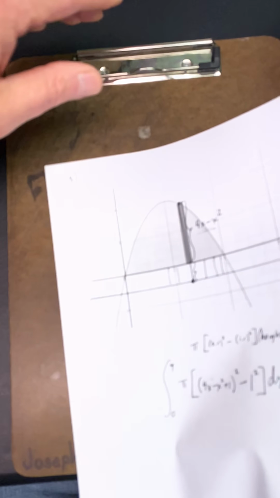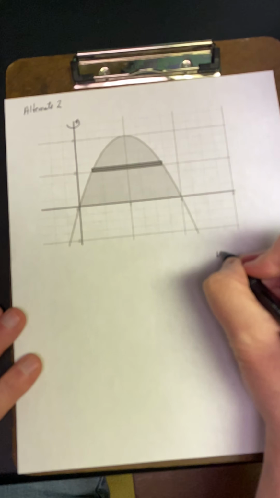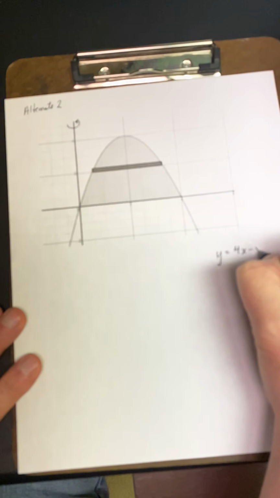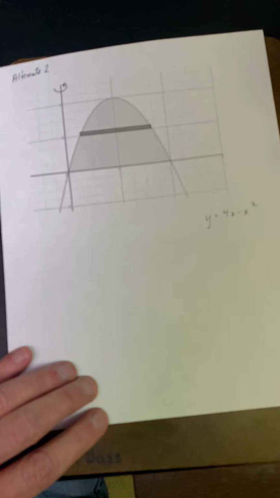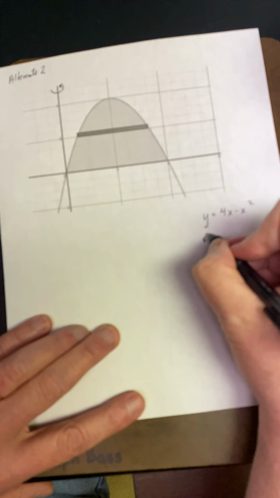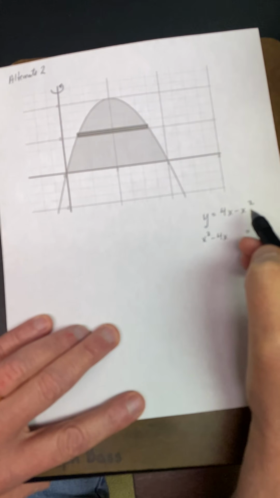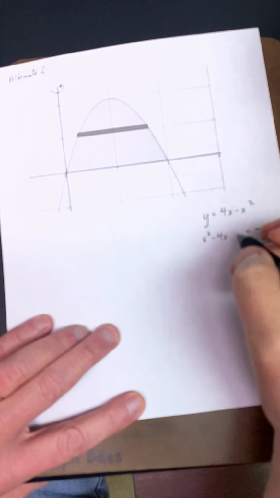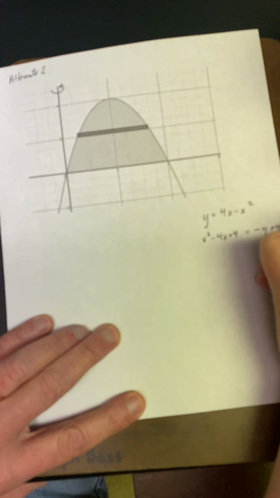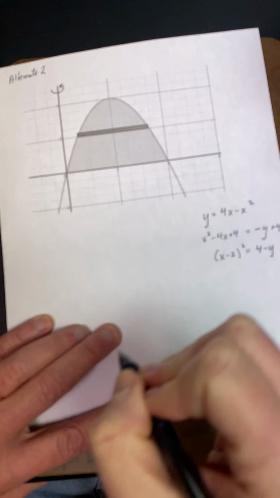Okay, now the alternate way to do problem 2 is to try to do it with horizontal rectangles. And remember, if we use horizontal rectangles, we've got to solve this equation for x. We've got to get x equals. So I'm going to get x squared minus 4x equals negative y. I essentially multiplied everything by -1 and swapped sides. Either way, I'm going to add 4 to complete the square. This becomes x minus 2 squared equals 4 minus y.